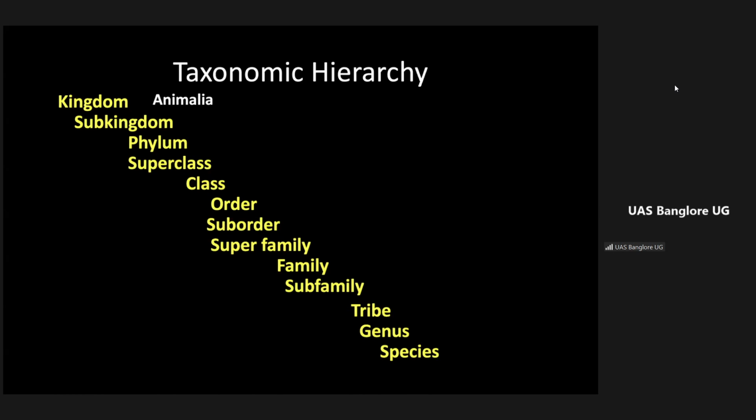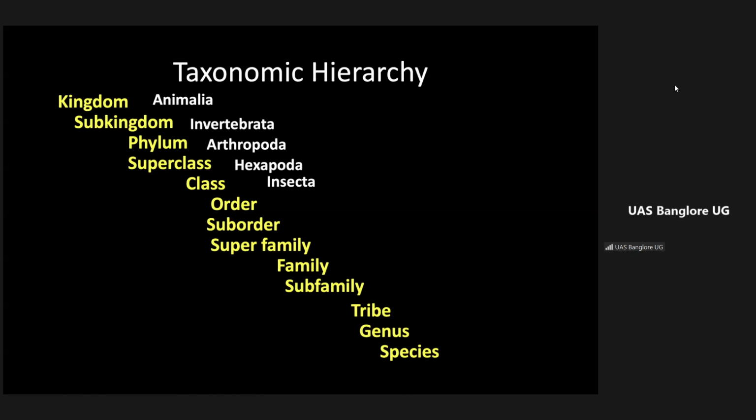For example, Animalia, then we have the subkingdom Invertebrata. Invertebrata means they lack the backbone. Then we have Arthropoda. Arthropoda means jointed legs. Insects belong to the phylum Arthropoda. Superclass Hexapoda. Hexa means 6, poda means leg. Then class Insecta. Then order. Order can be anything.